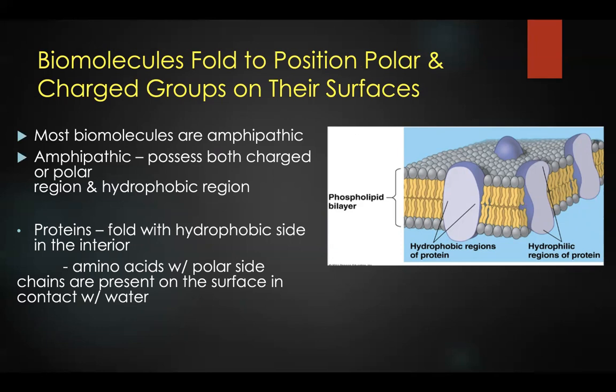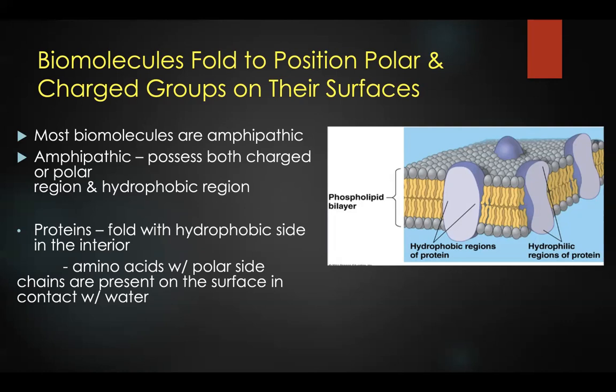Now, most biomolecules are amphipathic. When we say amphipathic, are you familiar with amphibians? Examples of amphibians are frogs, right? So frogs can live in water and they can also live on land. That is also similar to biomolecules. When you say amphipathic, it possesses both a charged or polar region and a hydrophobic region, meaning it contains a hydrophilic portion and a hydrophobic portion.